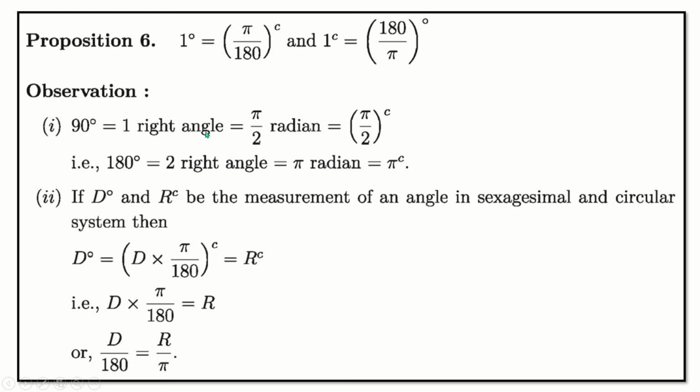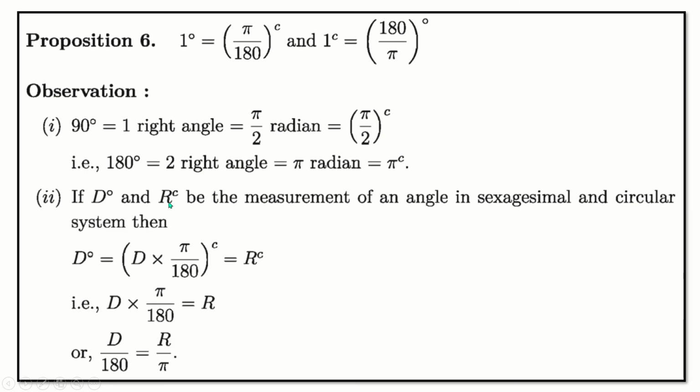That means by cross multiplication, 2 into 90 degrees is equal to 180 degrees, and here 2 right angles is equal to pi. So 180 degrees is equal to 2 right angles, and 2 right angles is equal to pi. So pi also is equal to 2 right angles, or we can write pi radian. This and this are the same.